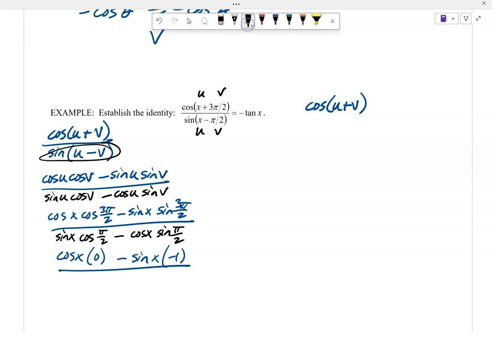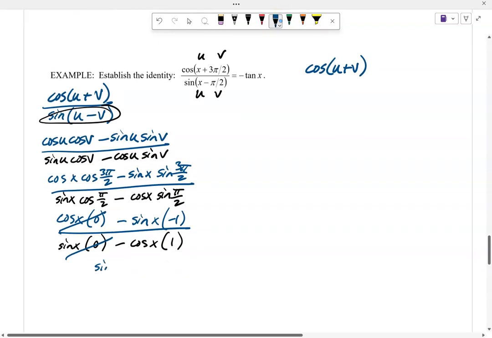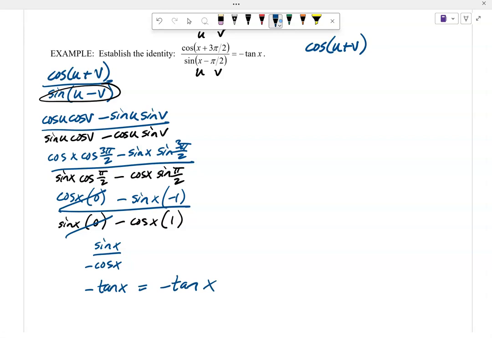And then on the denominator, I've got sine x. Cosine of pi halves is 0. Minus cosine x. I know the sine of pi halves, sine at 90 degrees, is 1. That's gone, that's gone. So we've got -1 times negative sine of x, which is just sine of x. And on the bottom, I've got negative cosine x. So negative sine over cosine, negative tangent. There it is. We just proved it, or we just established that identity.